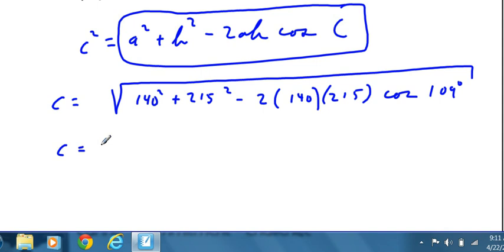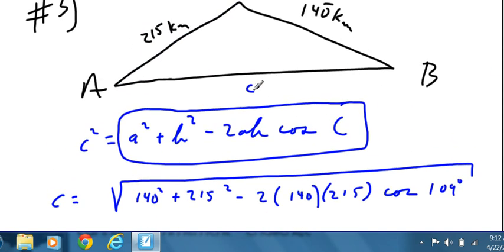Now it's just a matter of, can I put it in my calculator and get the right answer, or will I fat finger some key and mess it up? So square root of 140 squared plus 215 squared minus 140 times 215 times cosine 109, and hit enter, and I end up that C is 274.9999, so we're going to call that 275 kilometers.